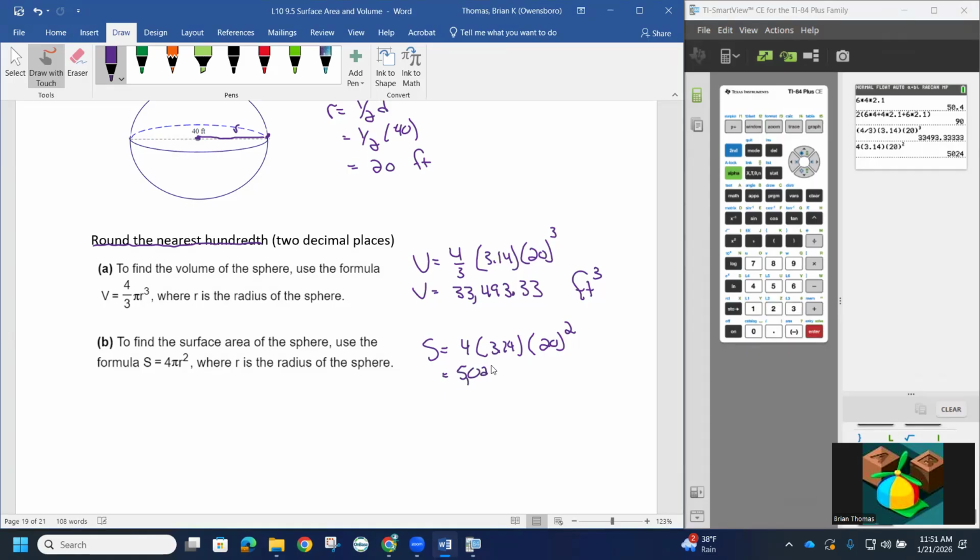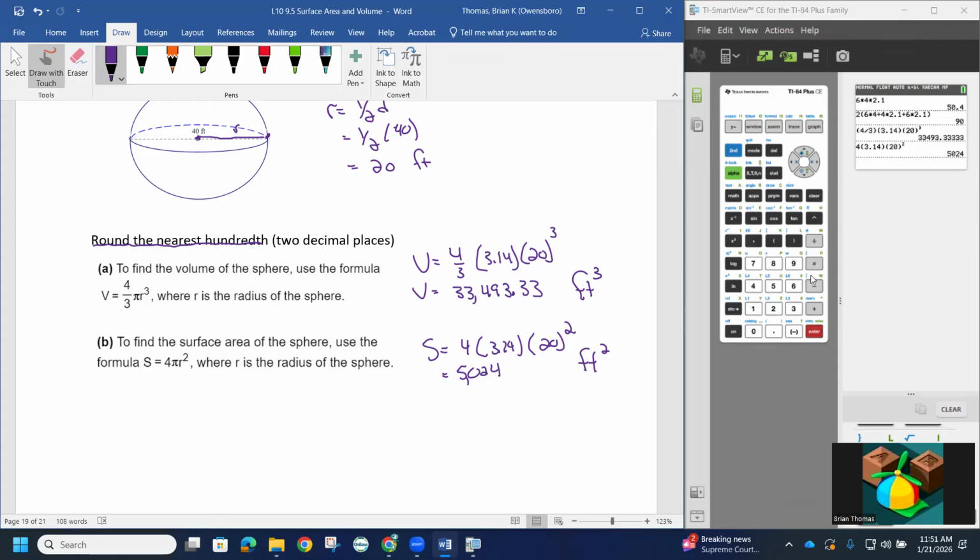5,024. MyLab does not require you to put a comma here. You can just write 5024 without the comma, but it should accept the comma as well. There is no decimal point needed. You could put point zero, but it's not necessary. Since we're talking about coverage, this is square feet. Area is measured in squares, how many squares it takes to cover it, and volume is how many cubes it can hold.